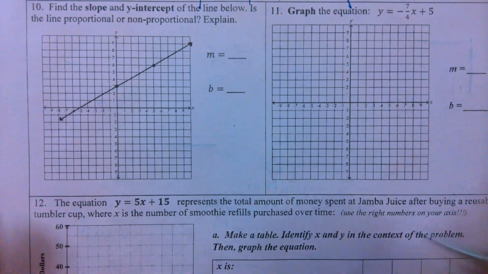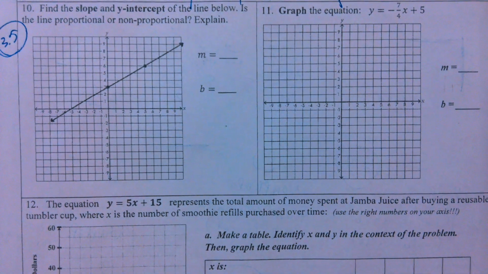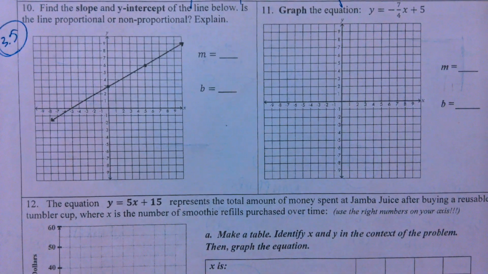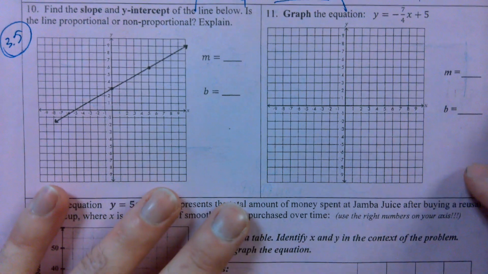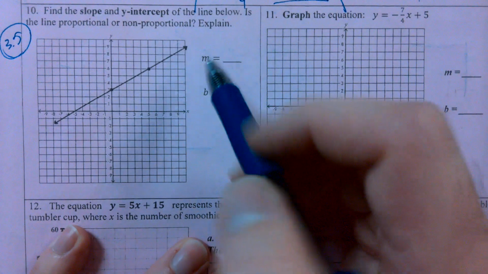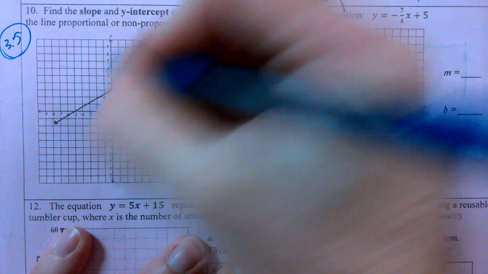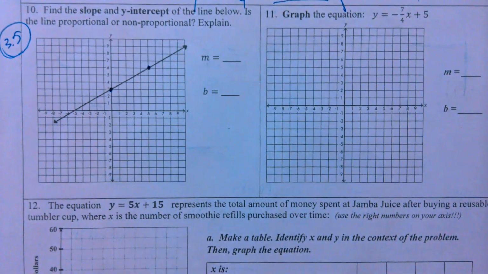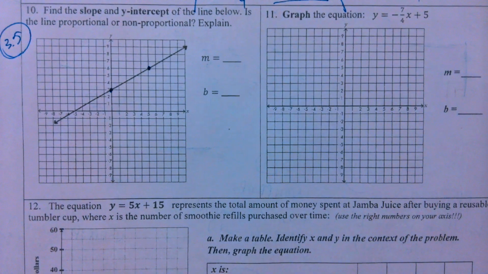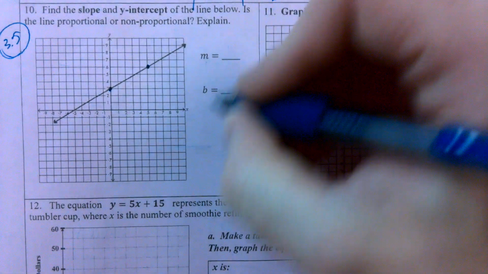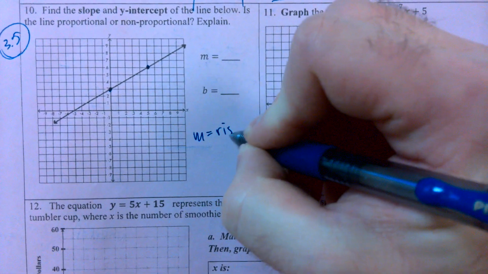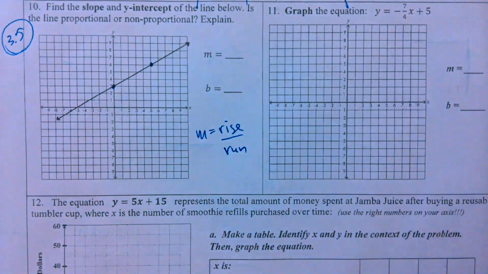Number 10 is from 3.5, slope from a graph. Right? It's giving you a graph, asking you to find the slope. Pretty obvious that's the lesson we're going to be using, right? Slope from a graph. So I've got this line here. I see I've got a point right there. I've got a point right there. Now if I'm going to count my slope, it's going to be rise over run. Okay? M is equal to rise over run.